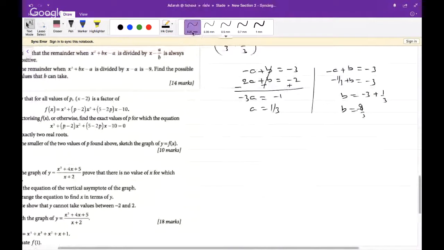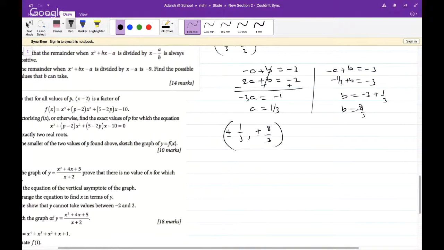So our answer to the entire thing happens to be plus or minus 1 by 3, plus or minus 8 by 3 as your answer.